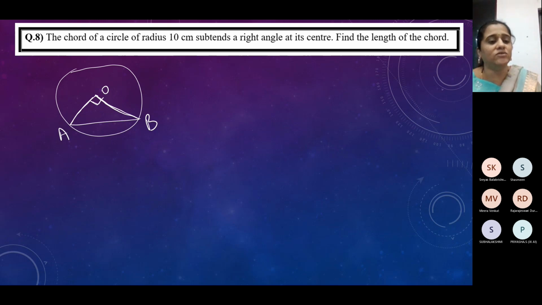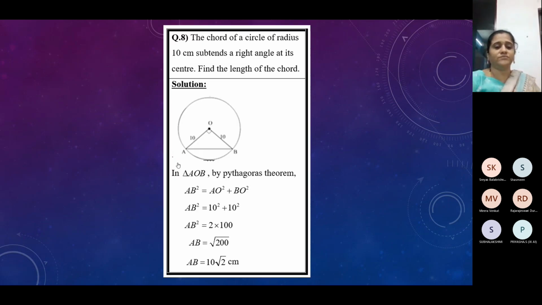And it subtends a right angle. So this is 90 degrees. What is the radius? 10 centimeters. Now how will you find AB? Pythagoras theorem. That's all. That is the length of the chord.